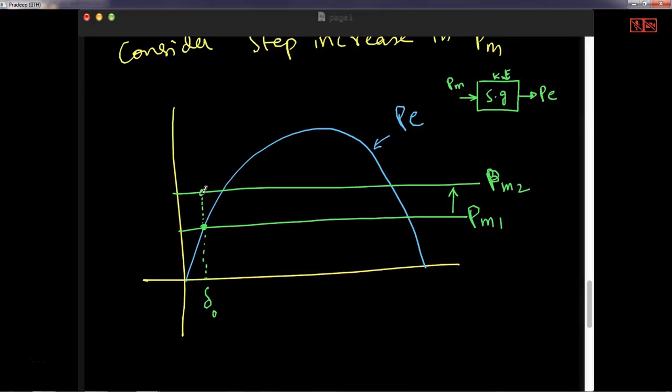So electrical power I am still generating less, mechanical power I am generating more. So therefore mechanical power is more than the electrical power, and therefore it will accelerate.